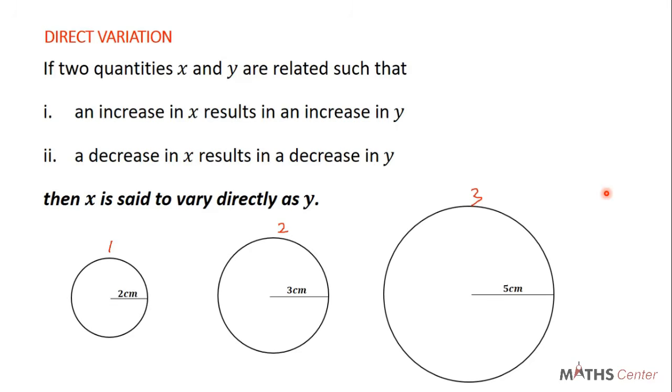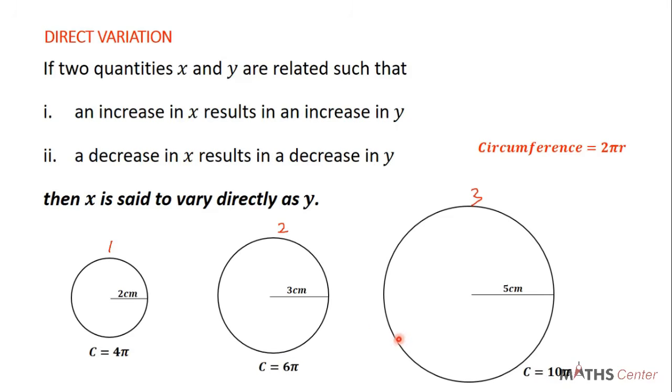From the videos on mensuration, we learned that the formula for finding the circumference of a circle is equal to 2 pi r, where r is the radius of the circle. So for circle 1, the circumference is 2 times pi times r, which is 2 centimeters, and that will give us 4 pi centimeters. For circle 2, it is going to be 2 times pi times 3 centimeters, and that will give us 6 pi. And for circle 3, it's going to be 2 times pi times 5 centimeters, and that will give us 10 pi.